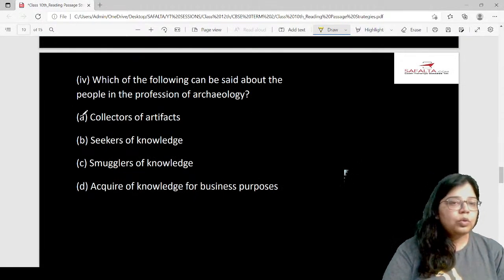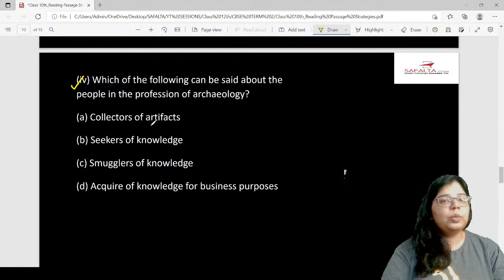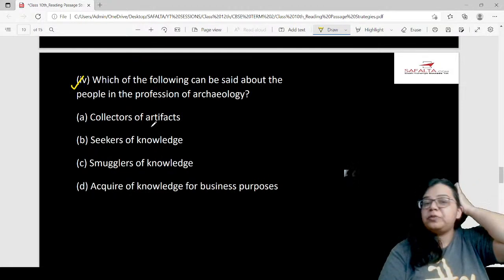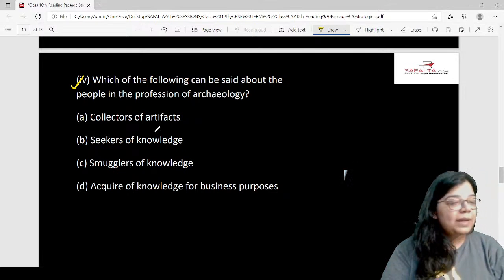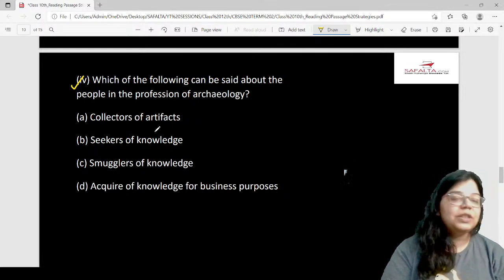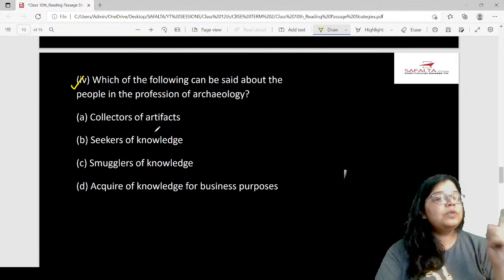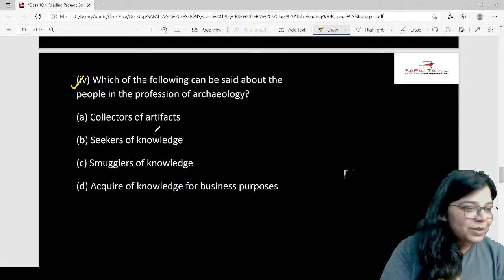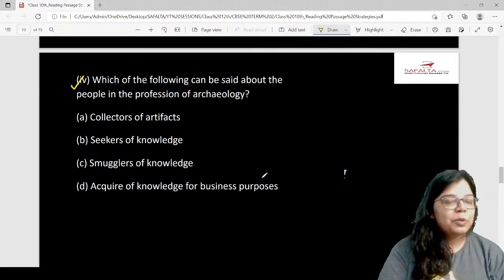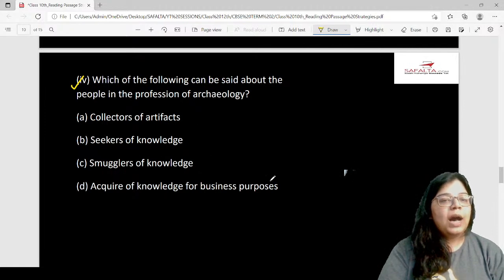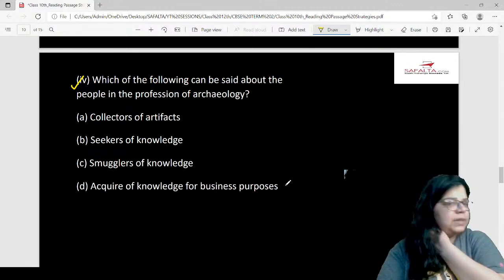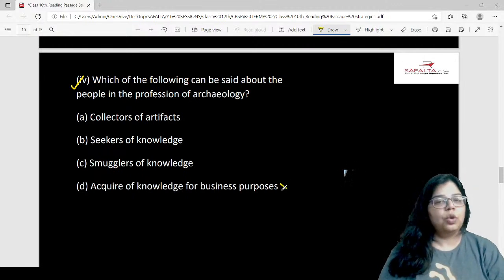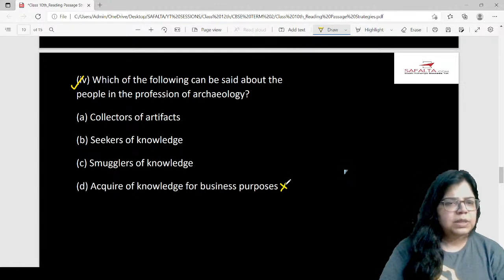Now again, if you look at this question, which of the following can be said about the people in the profession of archaeology? Again, if you go through the first 2 paragraphs, you will be able to answer this question in no time. If you go through the first paragraph, you will be able to answer this question in no time. Let's have a look at this process. See, so do they acquire knowledge for business purposes? No, this answer is wrong. They don't acquire knowledge for business purposes.